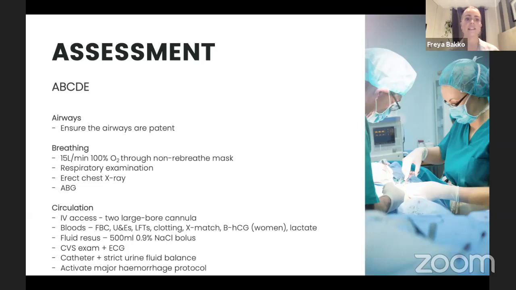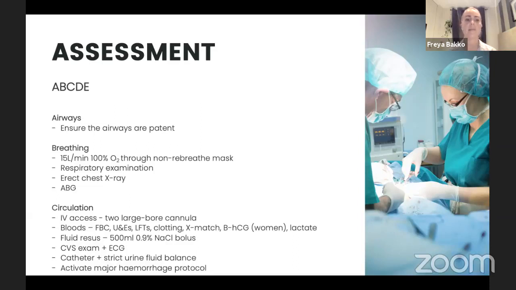So you start by assessing the airways, make sure the patient's speaking back to you in full sentences. Then you want to assess the breathing. Because this patient is tachypneic and is also hemodynamically unstable, as his heart rate is 120 and his blood pressure is sort of falling towards the lower end of normal, you want to administer oxygen.